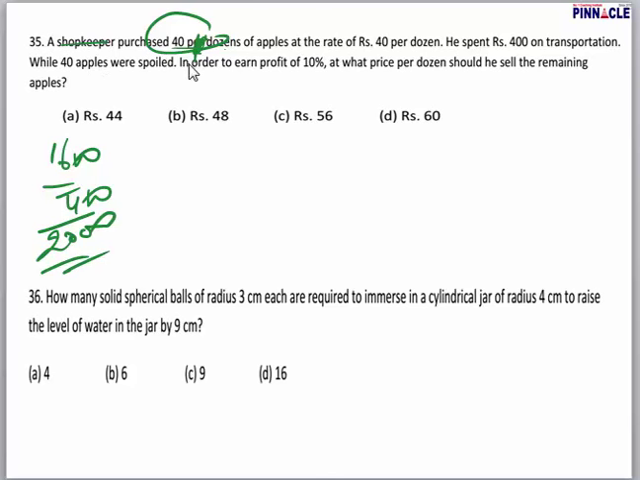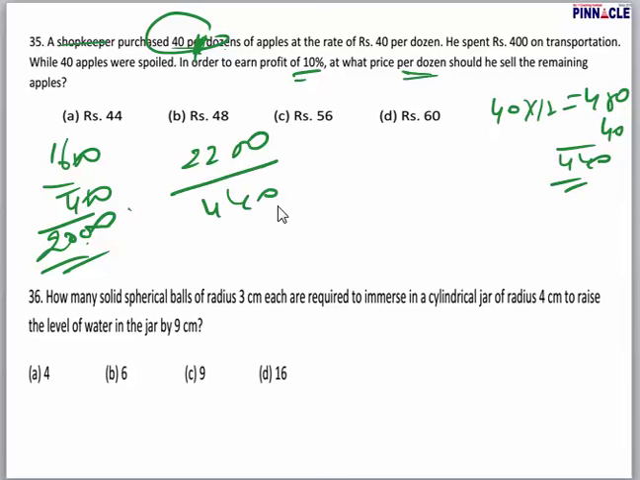While 40 apples were spoiled, in order to earn 10% profit, at what price per dozen should he sell the remaining apples? Now 10% profit means 200 rupees. He wants to sell for 2200 rupees, and he has 40 apples less. We have to find the price. Earlier there were 40 dozen, 40 into 12, that is 480. If 40 is reduced, we will get 440.